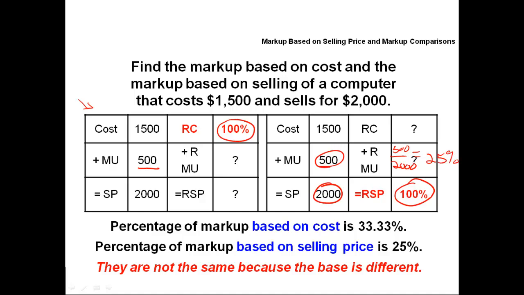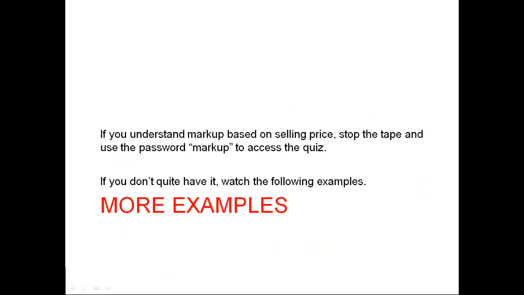The reason you don't get the same thing when you base it on cost and when you base it on selling price is that the rates are going to come out different because the bases are different. One problem uses cost as the base, and we know that because of the 100% here, and one uses selling price. Okay, if you understand markup based on selling price, you may stop this video and use the password markup to access the quiz. If you don't quite have it yet, then there are a few more examples that follow.